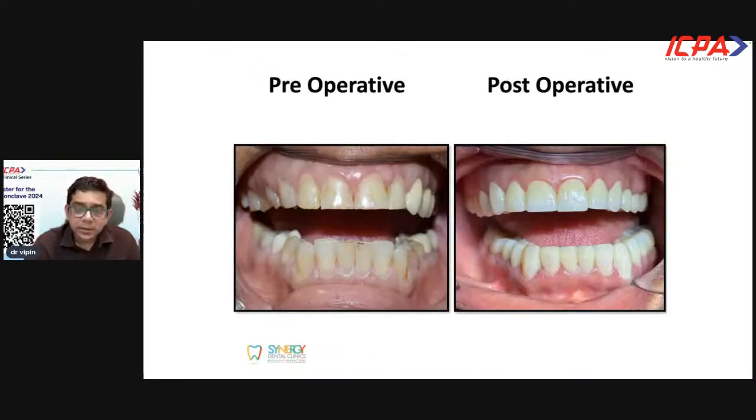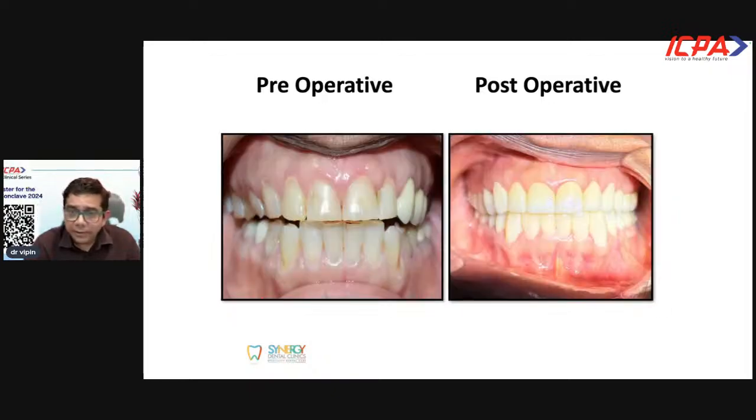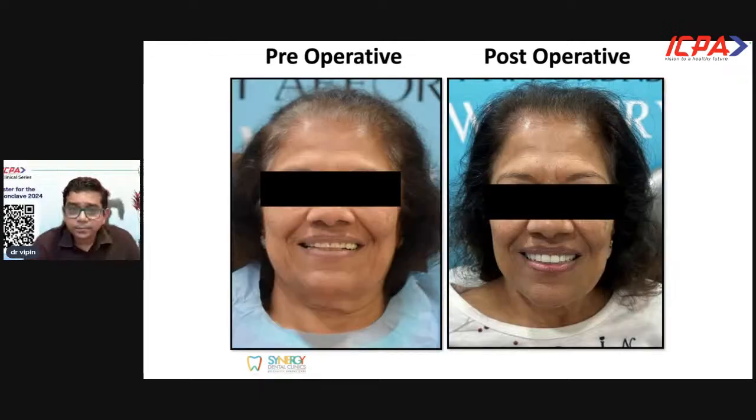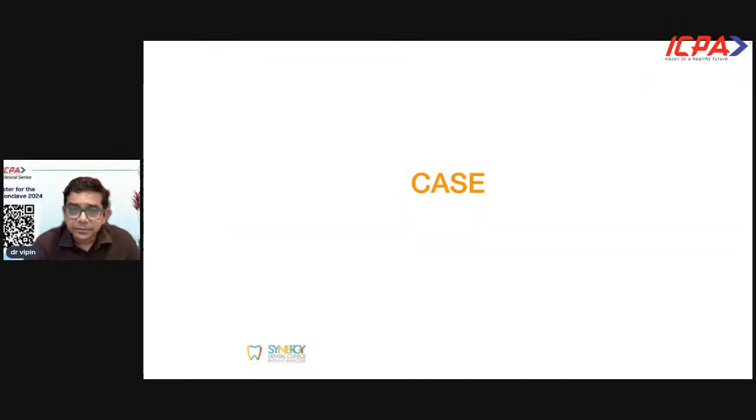Another case with full mouth Zenex material, FMR case, right? That's the pre-op, post-op, and that's the aesthetic of the patient. I'll show you one case where we have used combinations of lot of material.